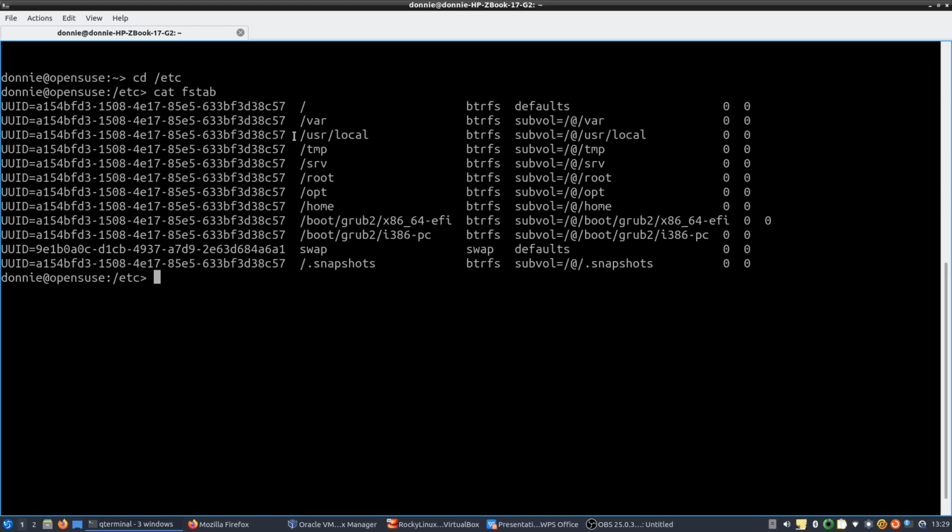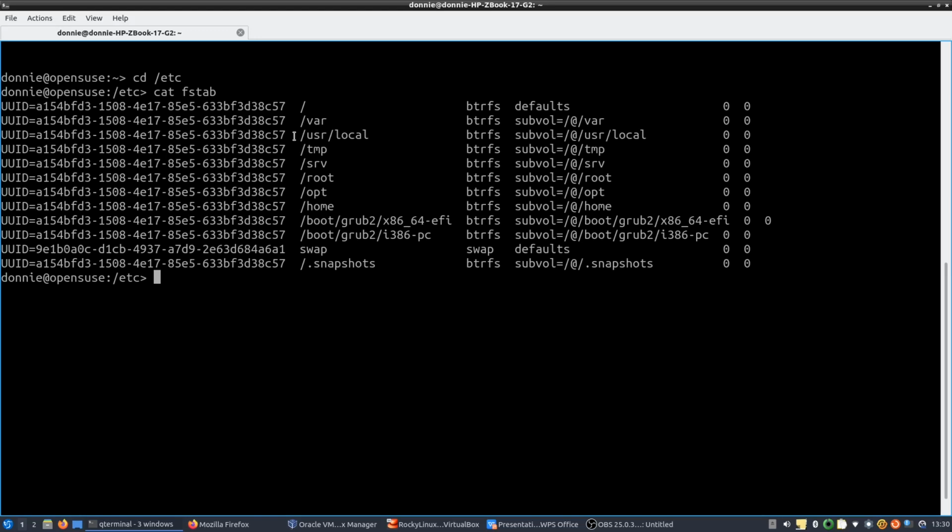So if I were to ever run out of space on this particular drive, I could just stick in a second drive and add that to the Btrfs pool without having to jump through the hoops of doing the logical volumes. So that's one of the neat things about Btrfs.